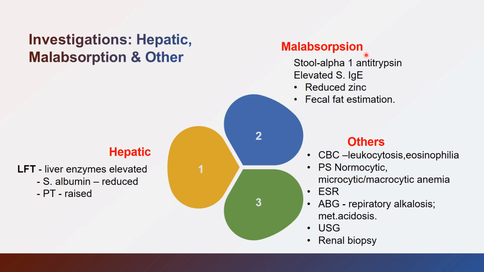And some other general investigations for all the organ conditions. So for all edema, you can send a complete blood count, where you might get leukocytosis, eosinophilia, and a peripheral blood smear to see whether it is normocytic, microcytic or macrocytic anemia. Send the ESR, and then blood gas analysis may be required to check for respiratory alkalosis or metabolic acidosis, and then a renal ultrasonogram can be done, and then ultimately invasive procedures like renal biopsy, and if it is a chronic liver disease, a liver biopsy also.